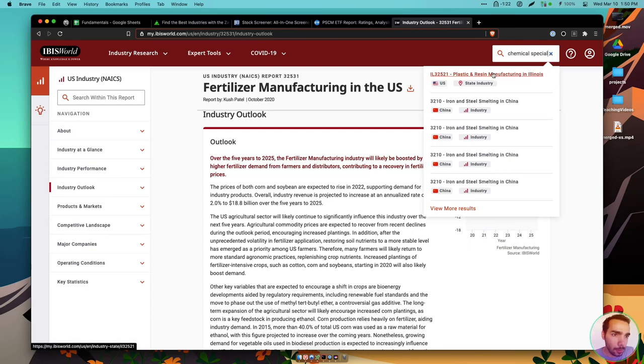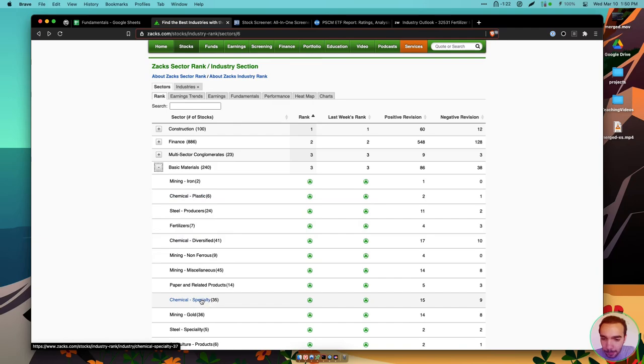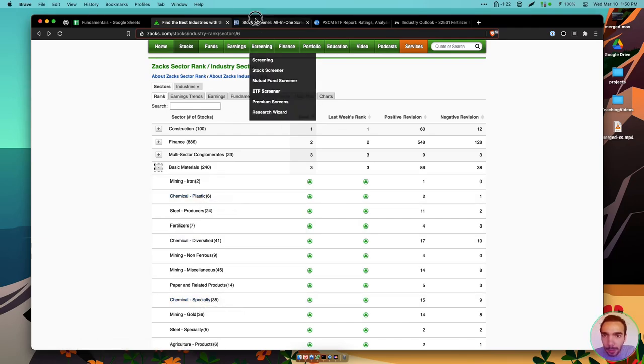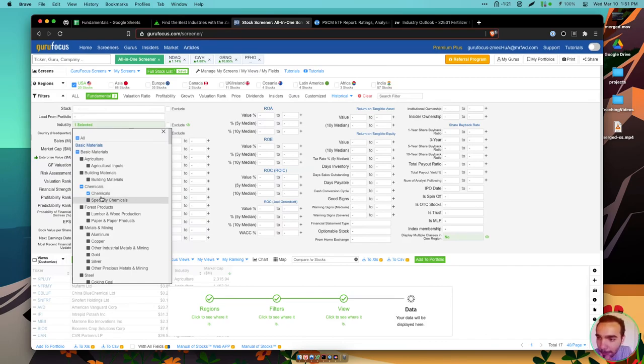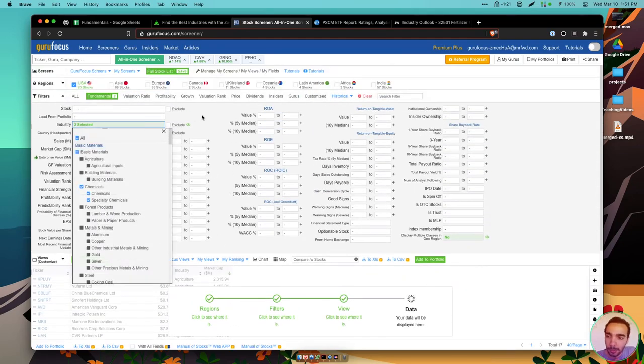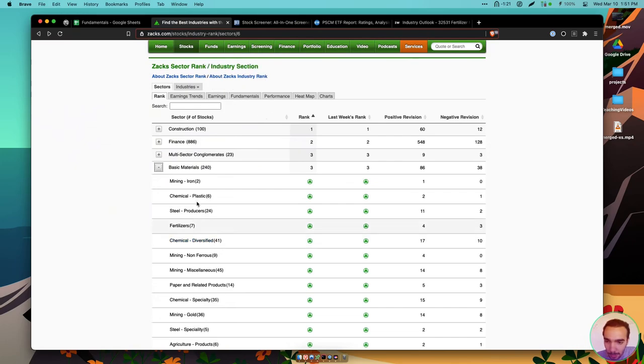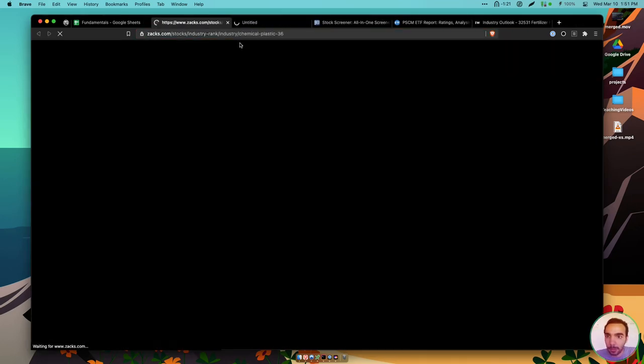Okay, I see plastic and resin manufacturing in Illinois. Not what I'm looking for. Let's see. Chemical plastic. I don't see chemical plastic here, and so maybe a better idea is to just pick specialty. Yeah, just pick all chemicals, regardless of whether they're specialty or not. One thing I'm also inclined to do is filter by debt to equity. And I'll let you know what I mean in a sec. But okay, let's go ahead and pick chemical plastic as well as chemical specialty.